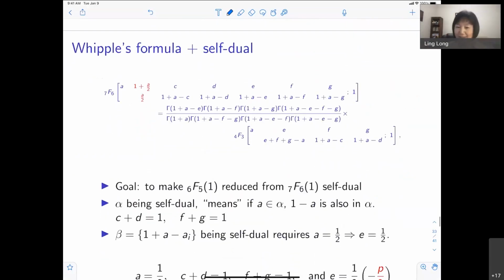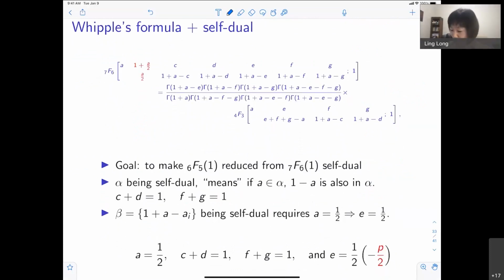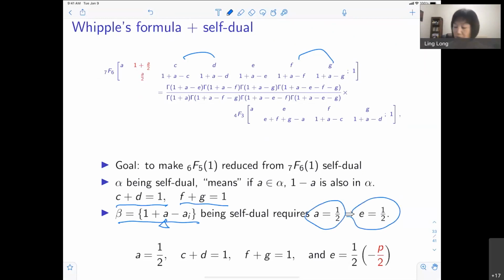On the second page, I say that now I want to create something which is self-dual. In order to create something self-dual, we put the assumption c plus d to be 1, and f plus g to be 1. I also want the denominator to be self-dual, where the denominator essentially is 1 plus a minus a_i. I do not have too many choices for a or e to make it self-dual. More or less it forces me to choose a to be 1/2 and e to be 1/2.